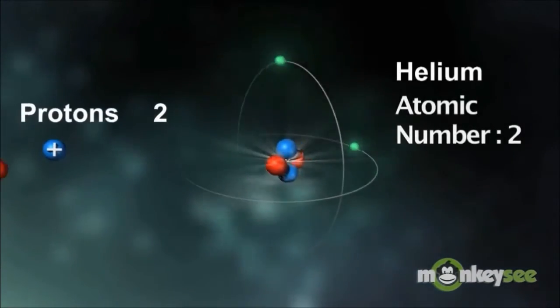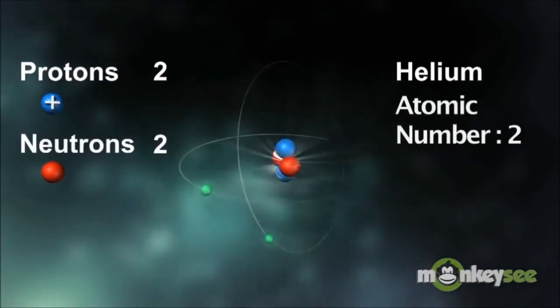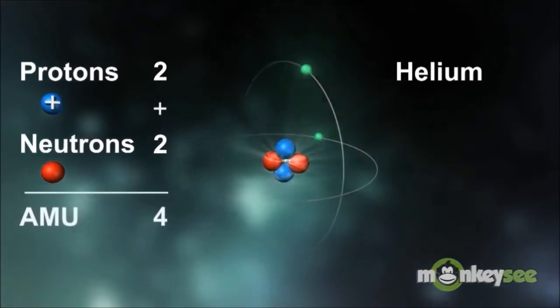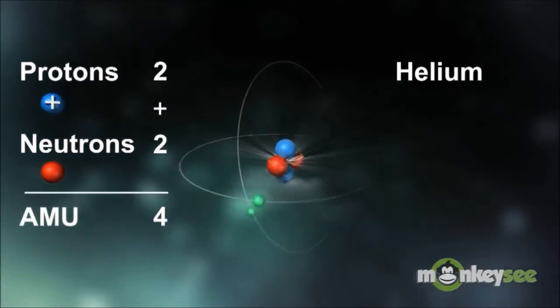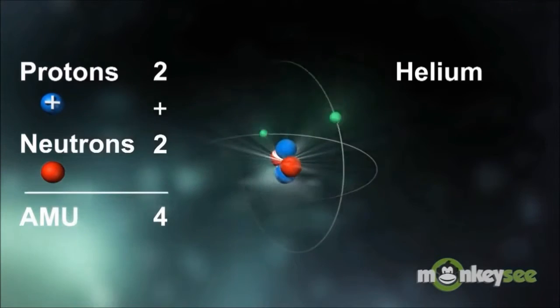For example, helium's atomic number is 2. Taking the sum of the number of protons and neutrons, we can get the atomic mass unit, which is 4.